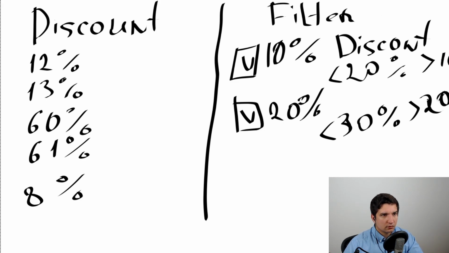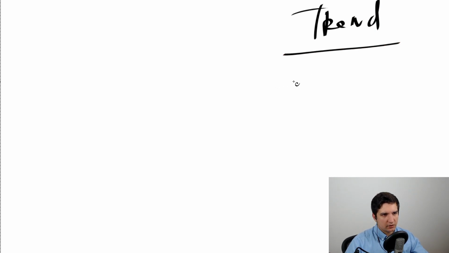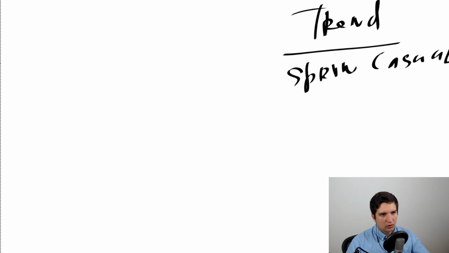Like you could create a new filter, for instance, alert navigation, and say you can call it trend, right? So you can create a new filter and call it trend, and you can specify something like spring casual as one of the options.